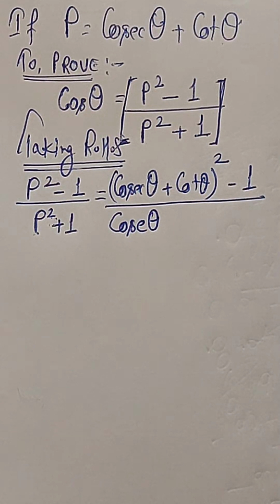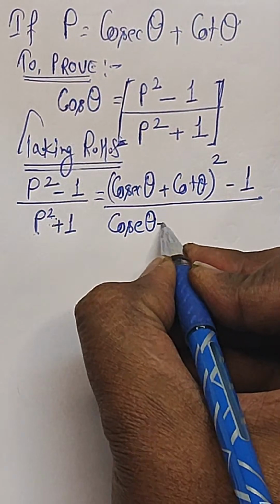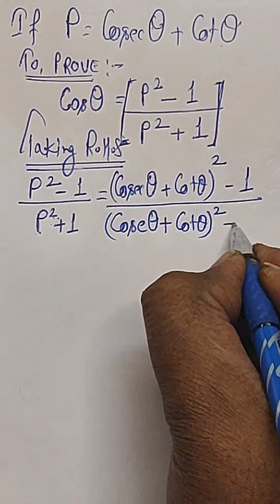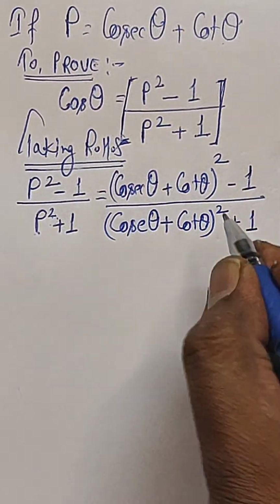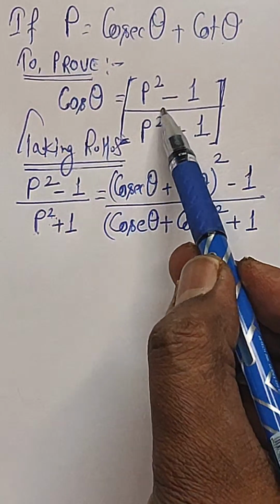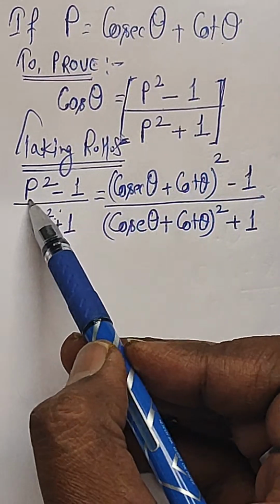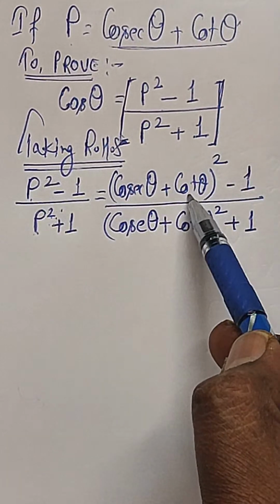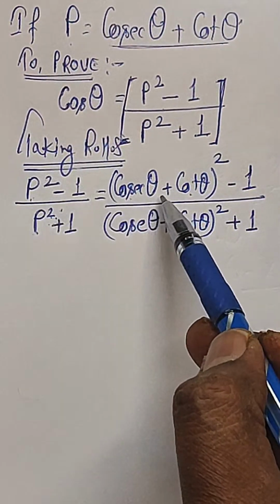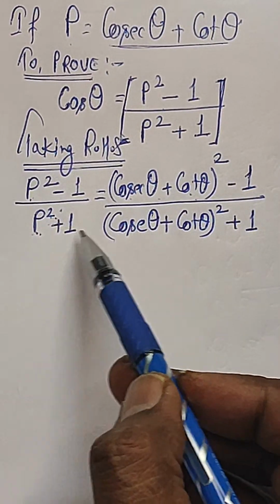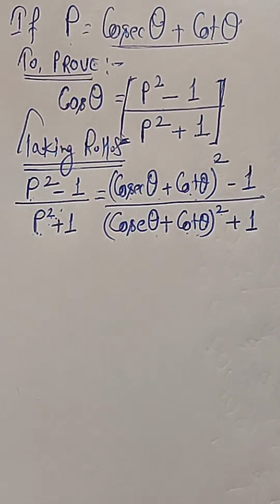So it's cosec theta plus cot theta whole square plus 1. Till this step, any doubt? Tell me. I don't think there will be any doubt because this needs to be proved. We have taken the RHS and instead of p, we put the value of p, which is cosec theta plus cot theta over here, and p square, that means cosec theta plus cot theta whole square, and into the denominator again p square, that means cosec theta plus cot theta whole square.